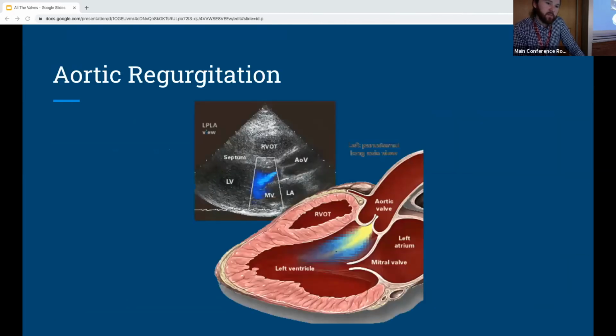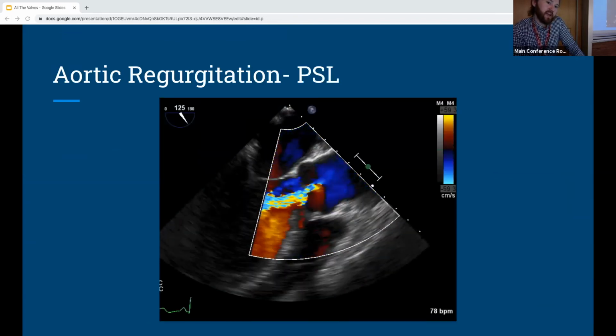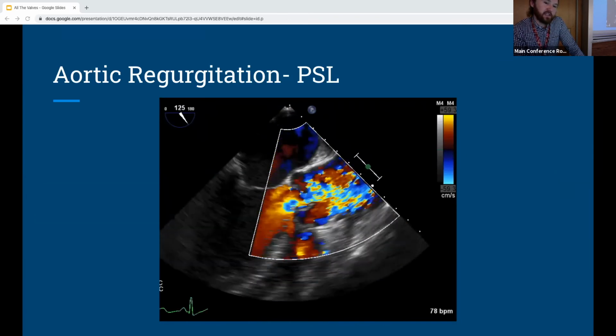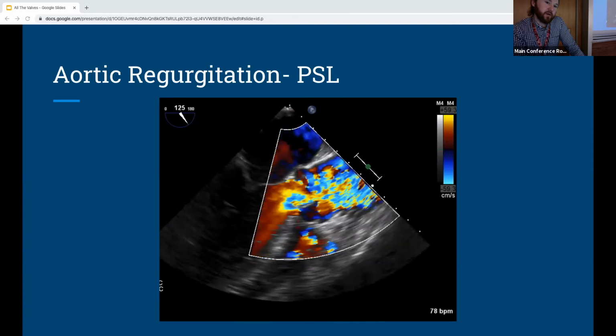Moving on, I'm going to talk briefly about aortic regurg. This is what it looks like on your parasternal long. Note the degree of aliasing. These are high velocity lesions, so they have a lot of pretty colors, which you can look at for a while.